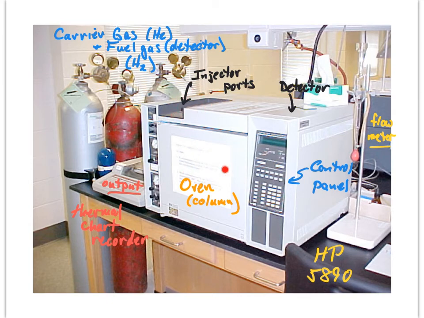The column is held in an oven, right? So the column is inside that oven, right? There's a control panel. The detector is right here in this region, right? Here's a flow meter so that you can calibrate the proper flow through the instrument, right? Ours doesn't have, right? Ours is set up, we do not have the flow meter constantly attached to the instrument.